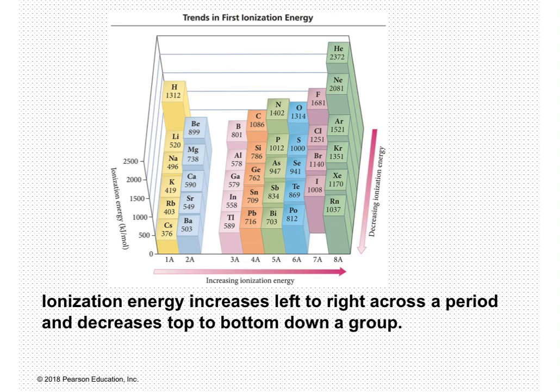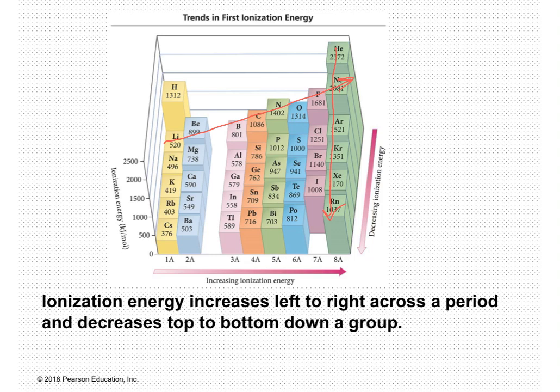So it's just kind of a 3D look at the trend for ionization energy. So in general, you can see that it gets easier. Lower energy is required as you go down a group. And in general, you can see that the energy required to remove an electron increases or goes up from left to right. However, what I want to point out here is there are some anomalies.